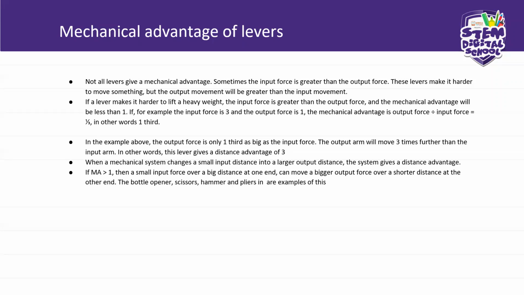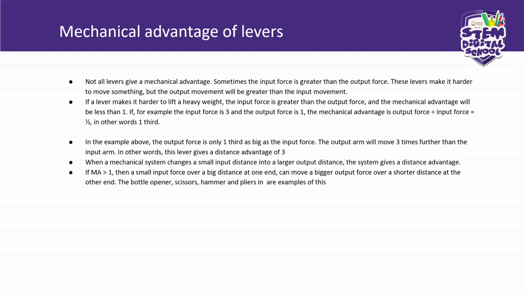In the example in the previous slide, the output force is only a third as big as the input force, because the input was 3 and the output is 1, so that's a third of 3. The output arm will move 3 times further than the input arm. In other words, this lever gives a distance advantage of 3. When a mechanical system changes a smaller input distance into a larger output distance, the system gives a distance advantage.